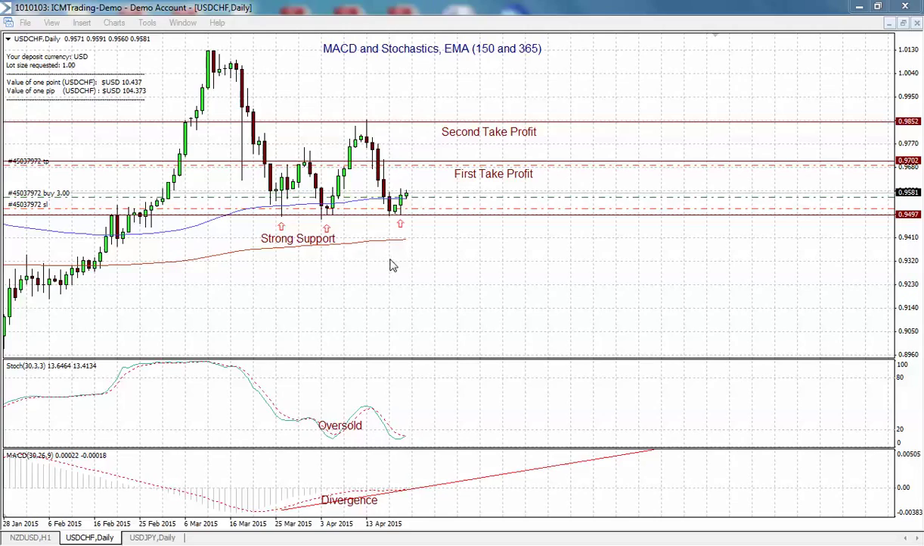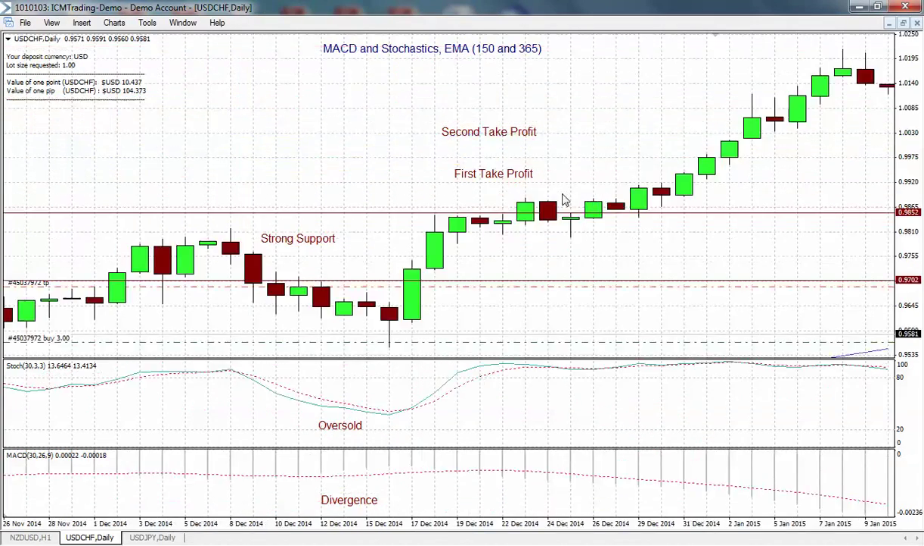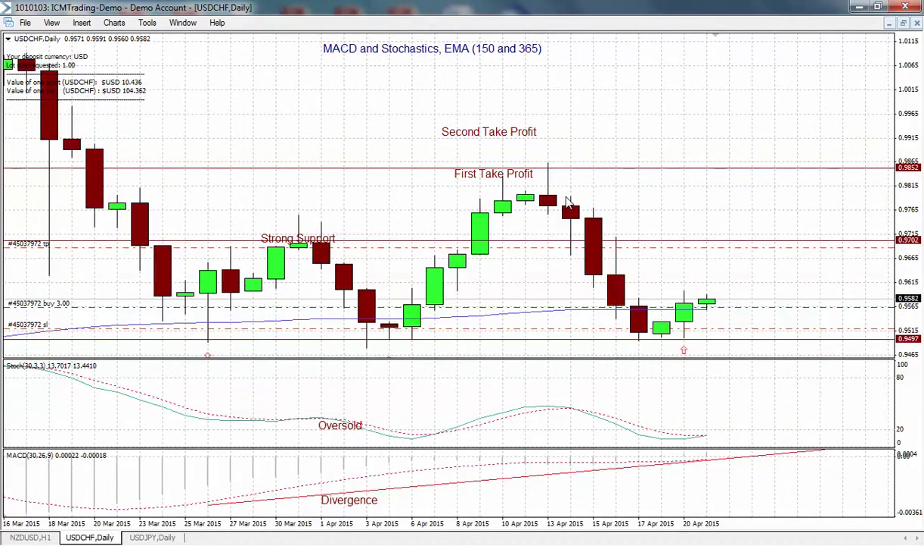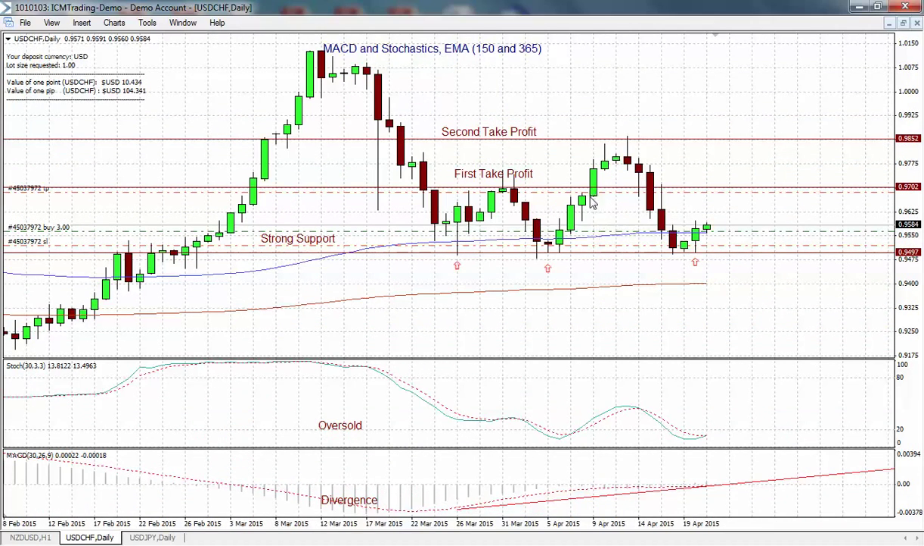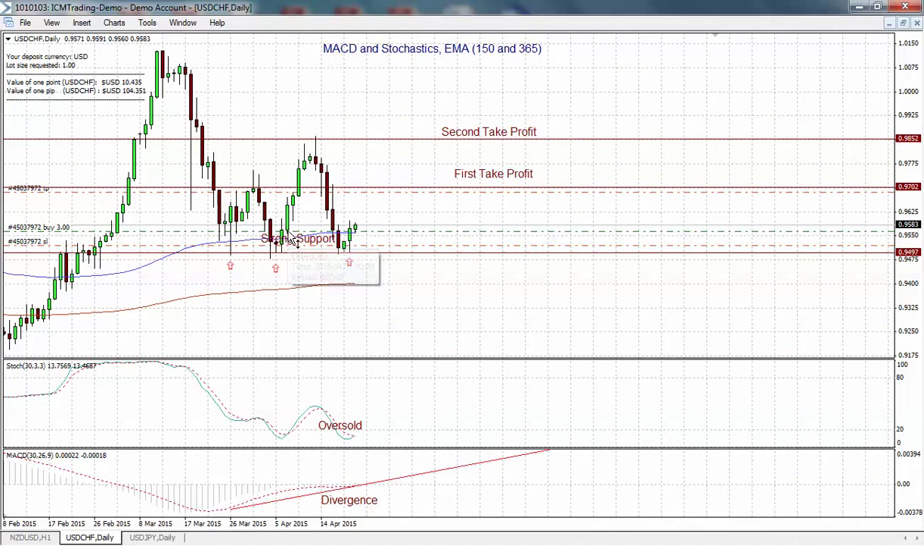Let's see if we can get this bigger. I've been having a little trouble with this chart, but let's see if we can get it a little bit better. Doesn't look like it. Okay, well, we'll just have to stay like this.